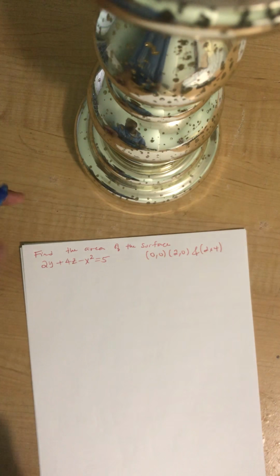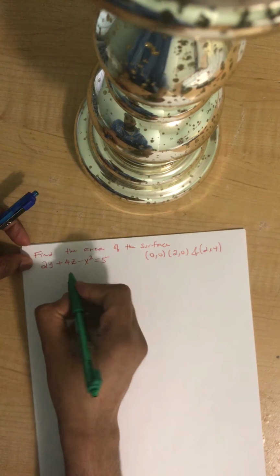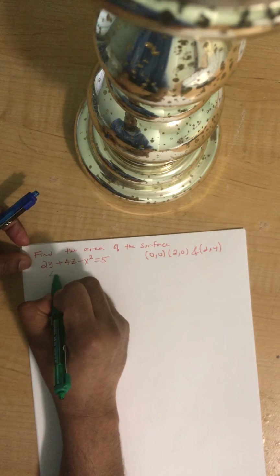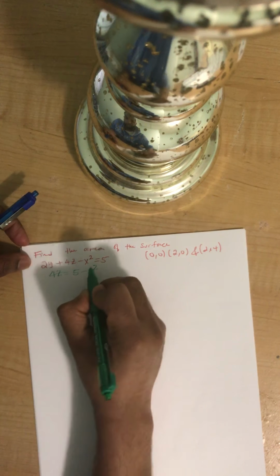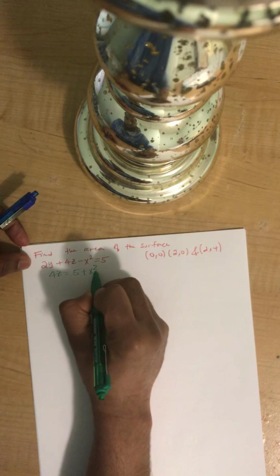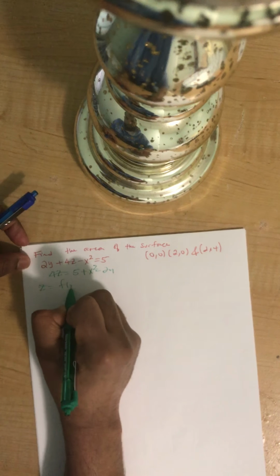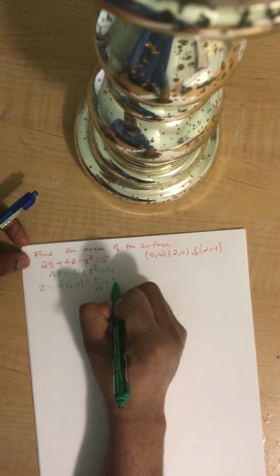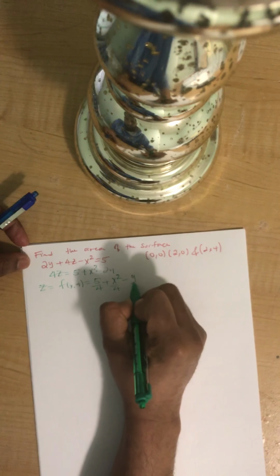All right, so the first thing I'm going to do is find f sub x and f sub y, the partial derivatives. To do that, we're going to isolate z. So z equals 5 plus x squared minus 2y, all over 4. So z, which equals f of x, y, equals 5 over 4 plus x squared over 4 minus y over 2.